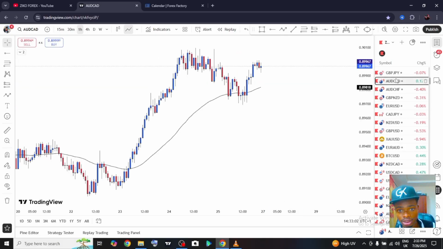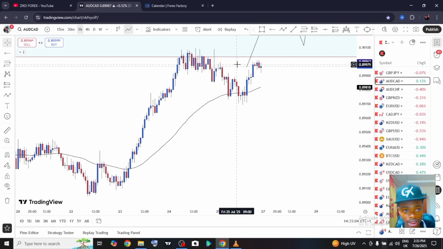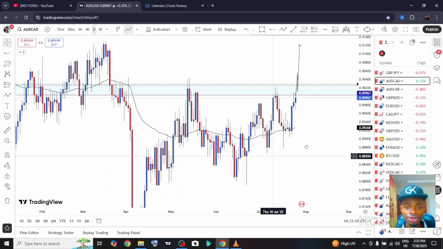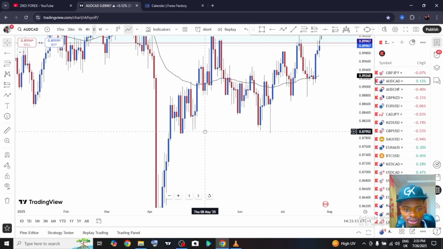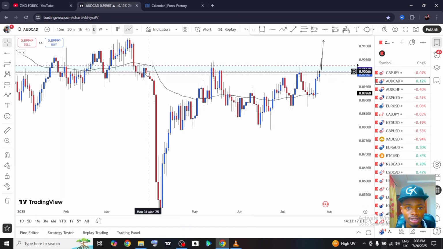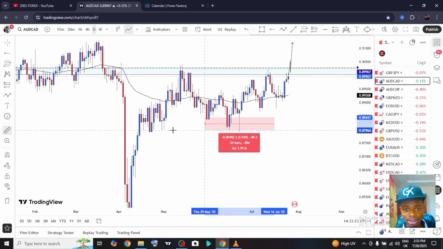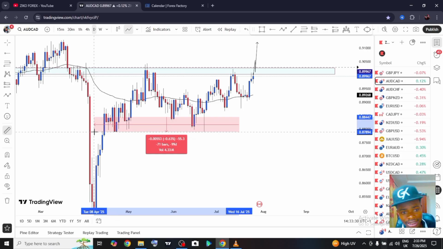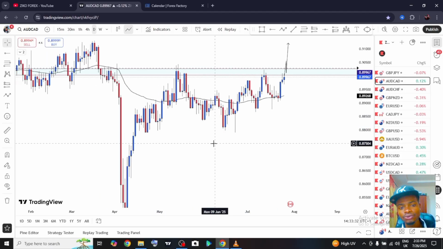The next pair for the week is AUD CAD. So AUD CAD, let's go to the daily time frame. As you can see right here, now AUD CAD, right? Someone was saying that the time frame is bearish mostly because of this lower low and lower high. Yes, but that price action was around, as you can see right here on my screen, 99 days ago. So it's not that it's not valid, it's just that it's way too far.